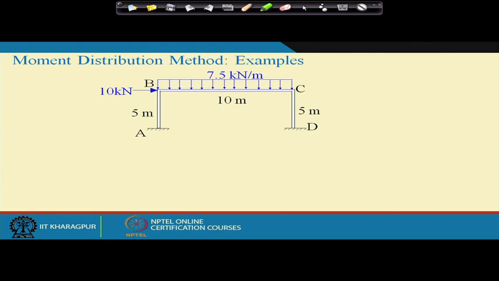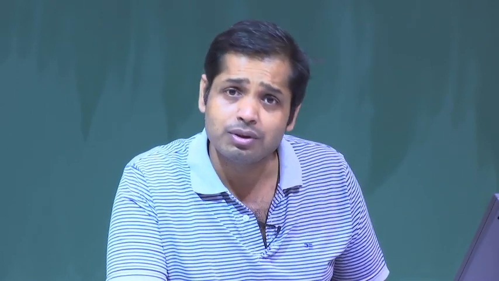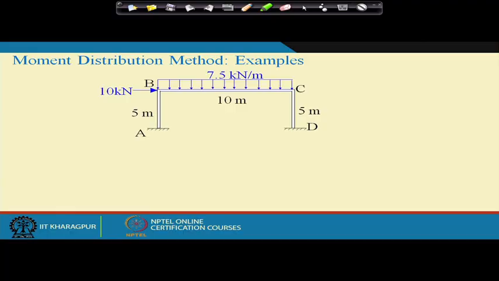in some way the procedure that we follow in the moment distribution method has a similarity to the procedure that we use in the slope deflection method for solving the same example. Okay, let us see what that is. Now you see, this problem can be divided into two sub problems.